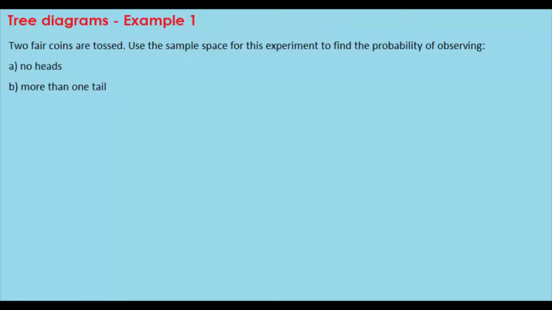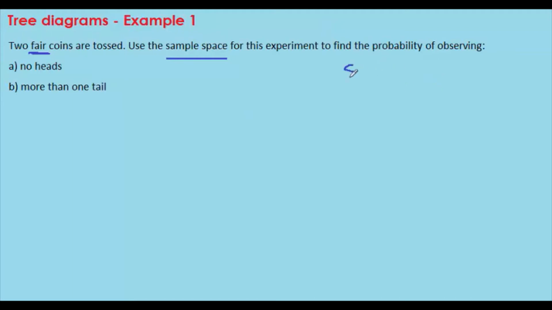Let's construct a tree diagram now from the following example. The following example has two fair coins tossed. That means that they're not biased, so the probability of a heads or the probability of a tails is 1/2. We're going to create a sample space and then make a tree diagram where we can observe no heads or more than one tail or any specific outcome.